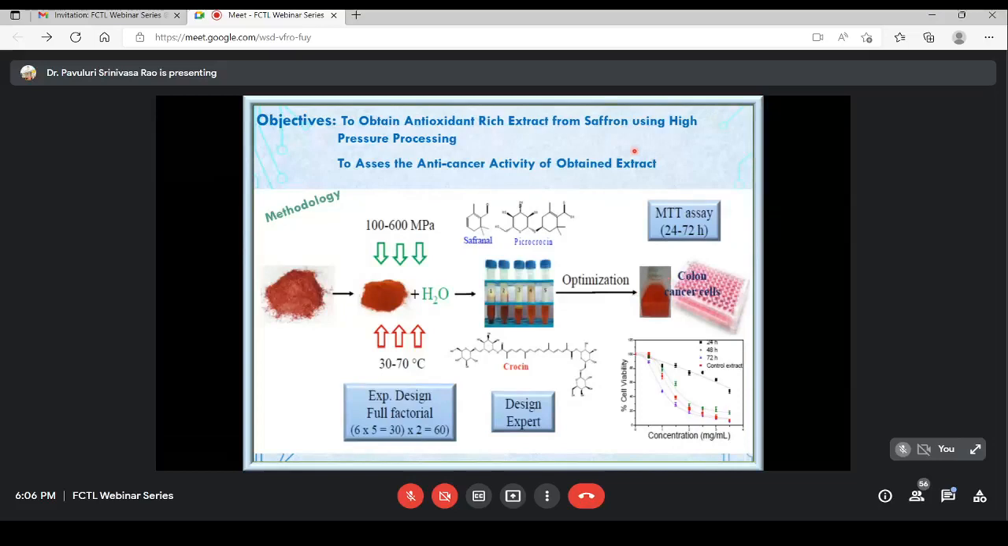Another is the saffron extract, saffron bioactives extraction using high pressure processing. In turn, we utilized these bioactives for anti-cancer activity.